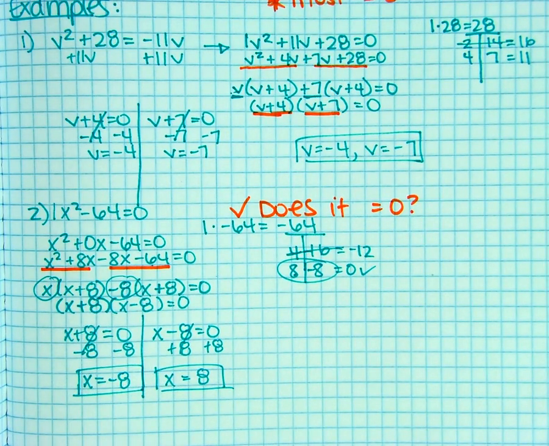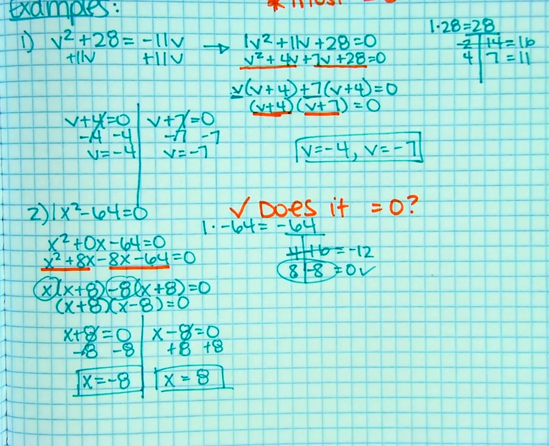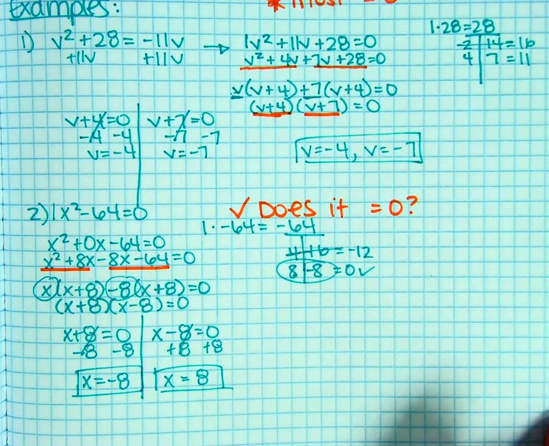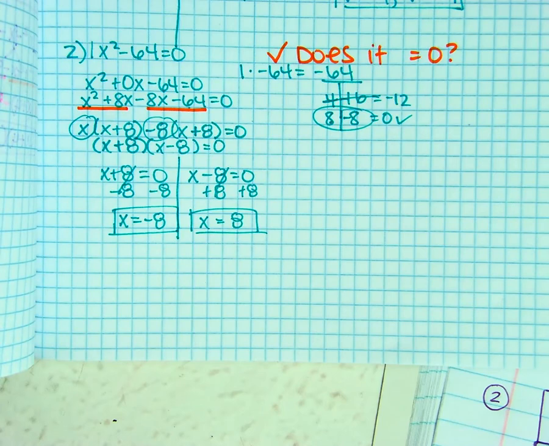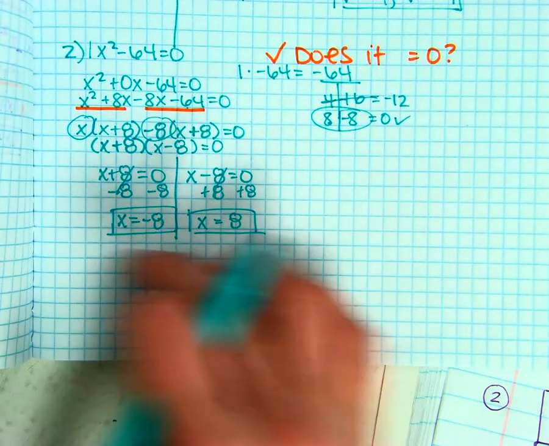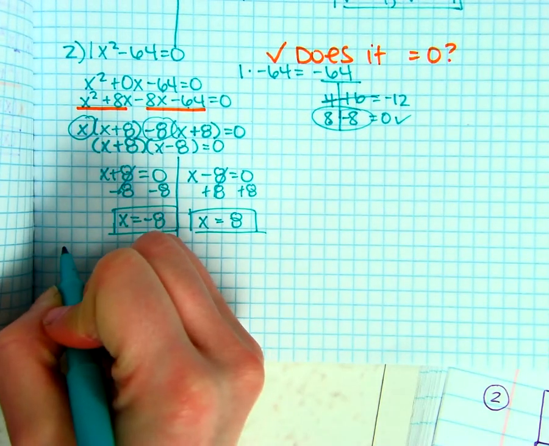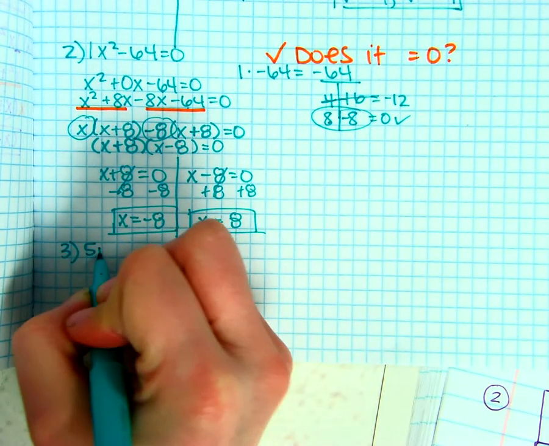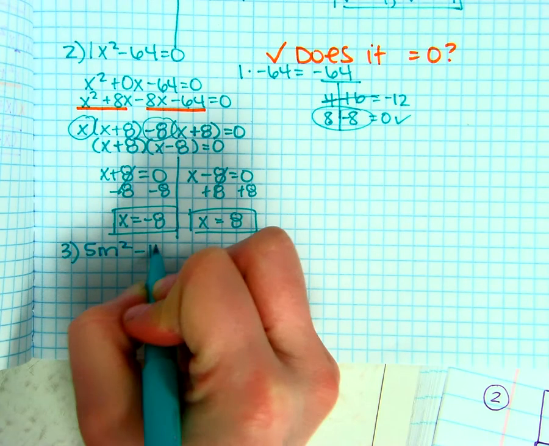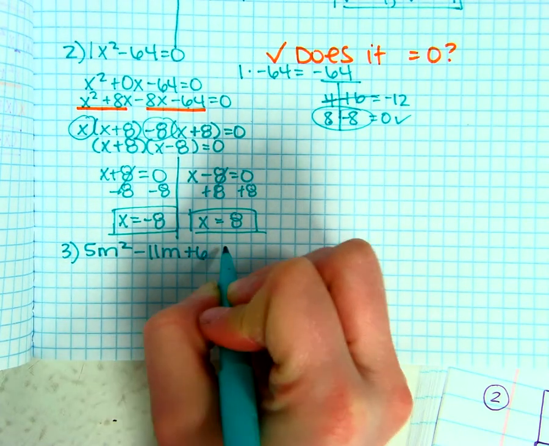Okay. All right, we've got one more example to do, but I'm going to do a little bit less work because you guys know how to factor this. It's going to spread out just a little bit more. So we've got number 3. Okay, so we've got 5m squared minus 11m plus 6 equals 0.